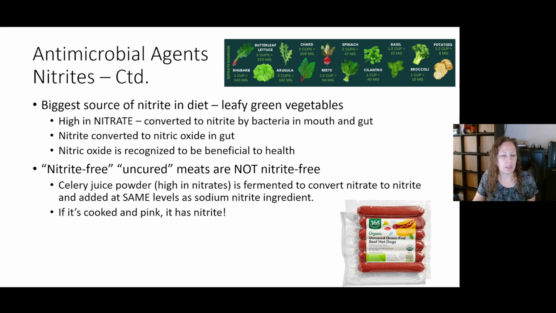But the key thing to know as a consumer is if it's meat and it's cooked and it's pink, it has nitrite. It might be in some other form, like celery juice powder, but it has nitrite.